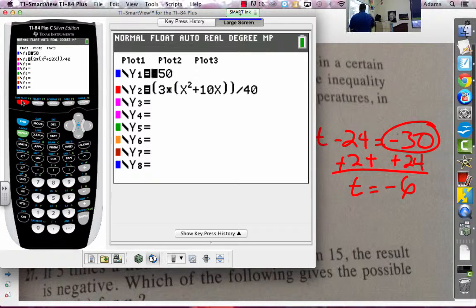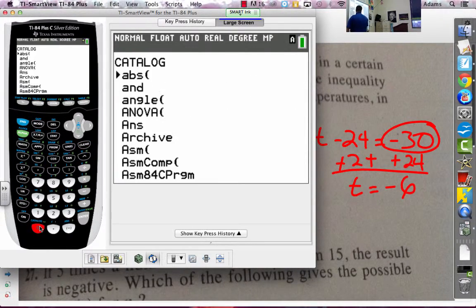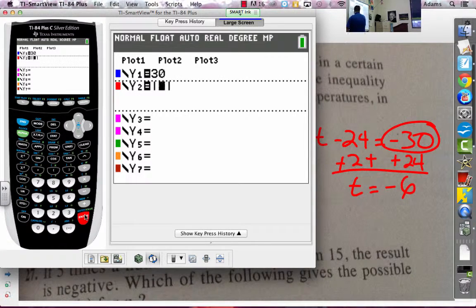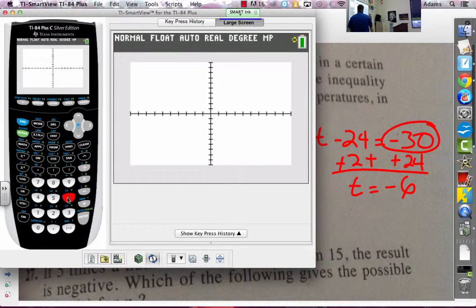So the first thing that I want to do is graph y equals 30, because that's what I'm interested in. And then the next thing I want to graph is, from the catalog, the absolute value of x minus 24. All right, and then I've got to change my zoom to a standard fit because I was doing some stuff in my other math class. Actually, standard fit probably won't work.